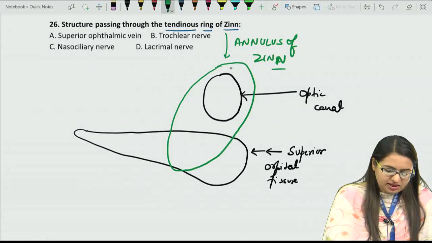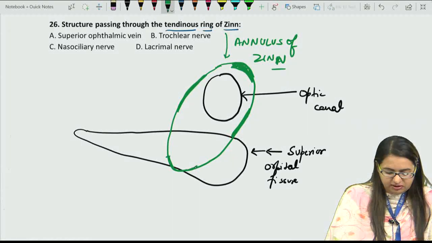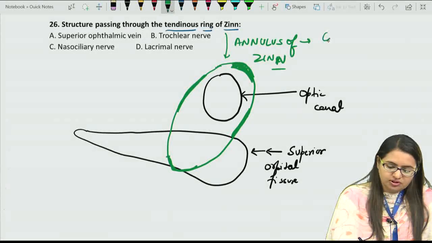The annulus of Zinn is a common origin point for the recti muscles. From the superior portion arises the superior rectus, from the inferior side the inferior rectus, and on either side the medial and the lateral rectus. So it is the common origin for the 4 recti muscles.